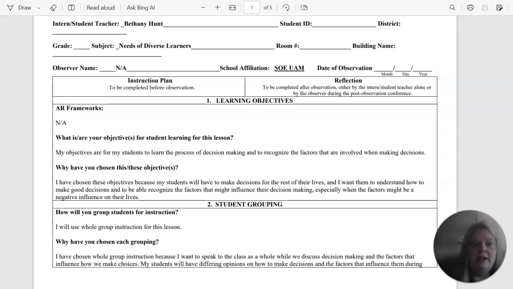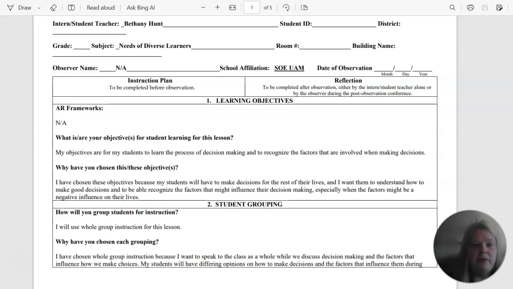I chose the objectives because, like I mentioned, students will have to make decisions for the rest of their lives, and I want them to understand how to make good decisions, how to be able to recognize the different factors in our lives that will influence their decision making, especially when the factors might not be a positive influence, such as negative peer pressure or something like that.